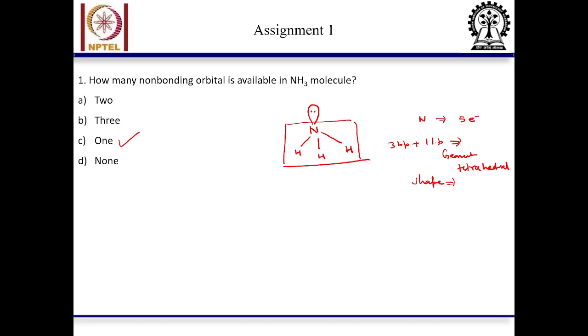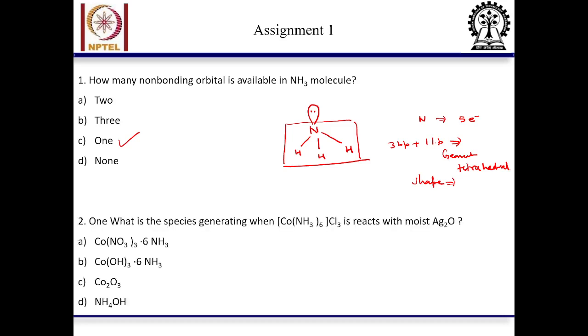Okay, no problem, I will go to the next one. What species is generated when we react Co(NH3)6Cl3 with moist Ag2O? Can anyone tell me the answer to this second question?